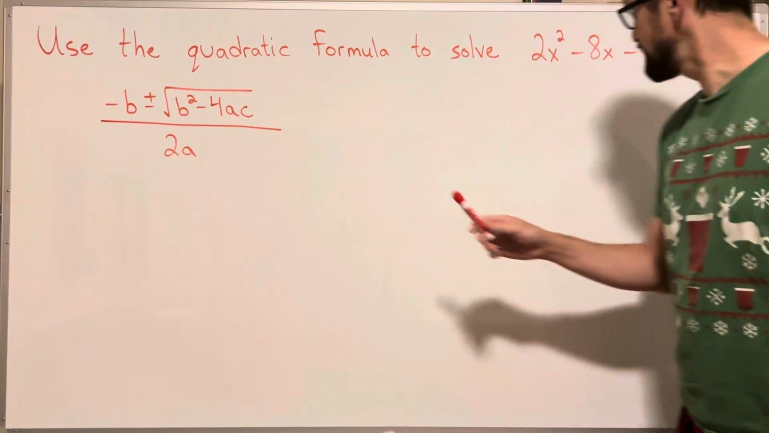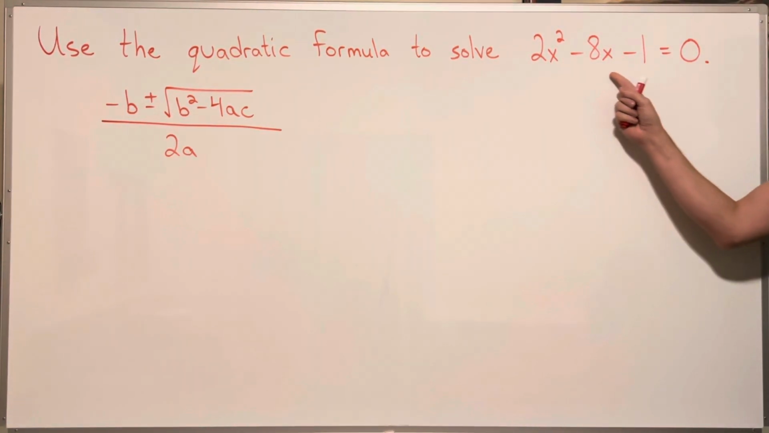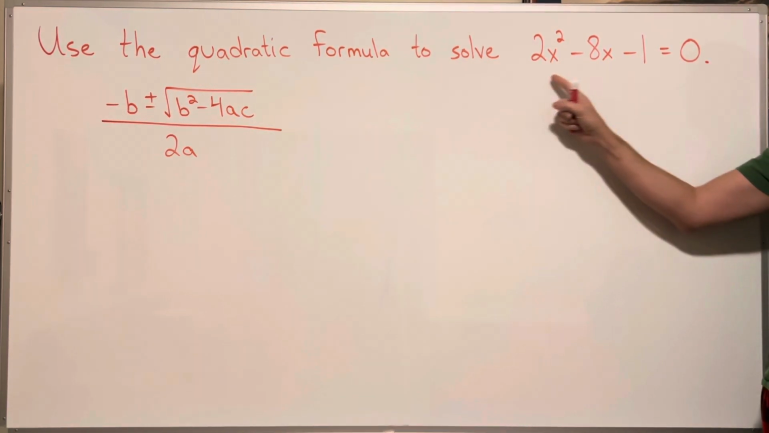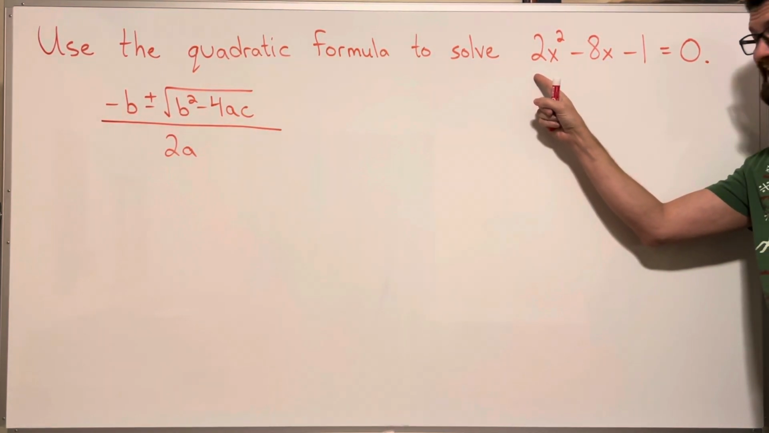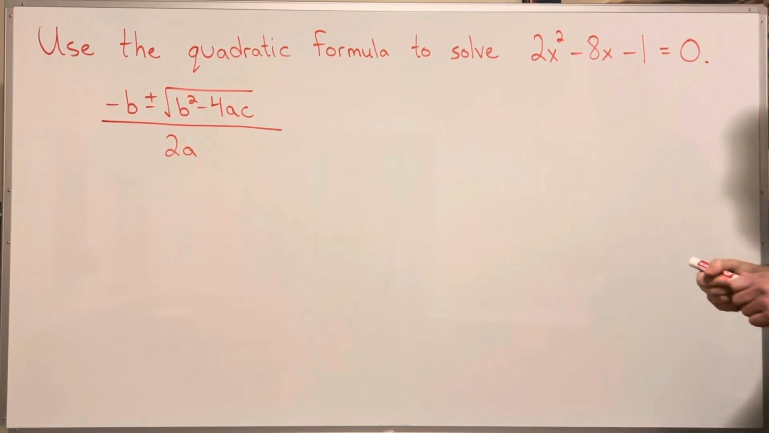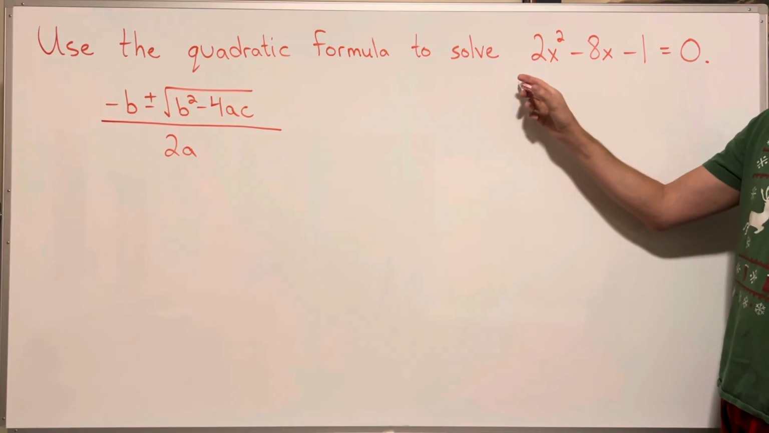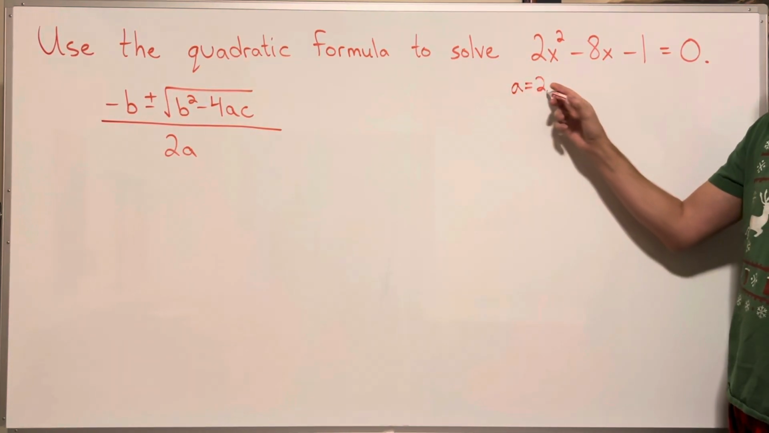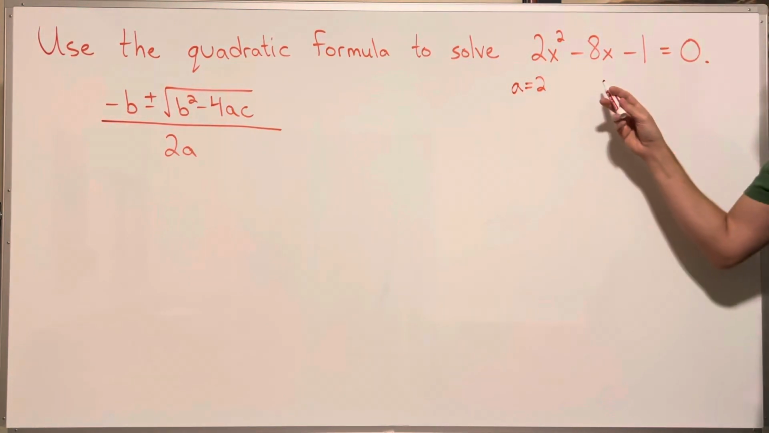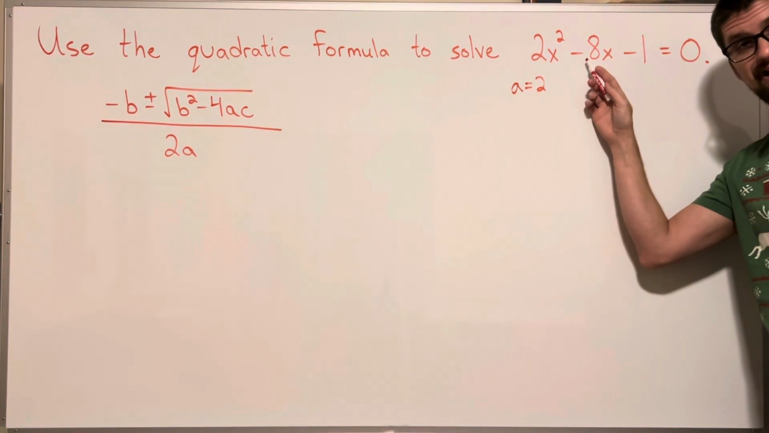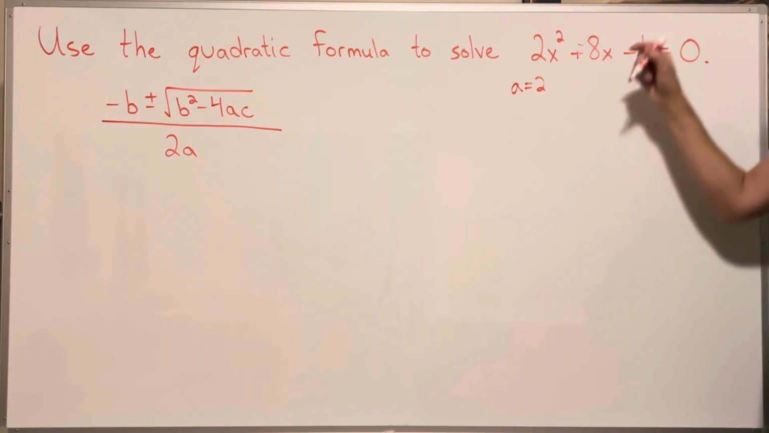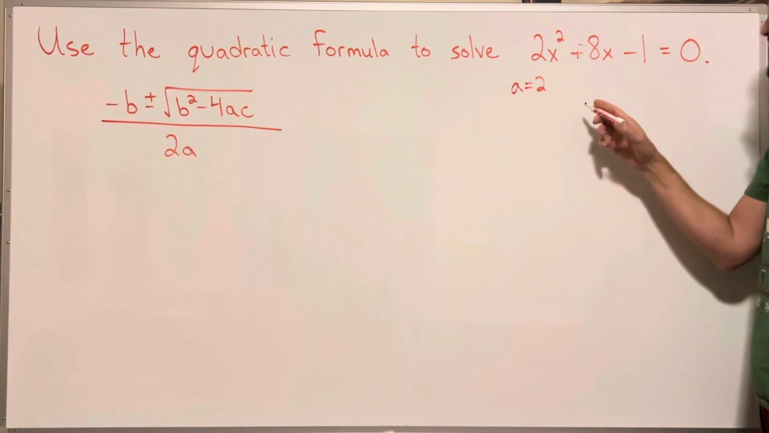All right, what you need to do first is make sure the equation is solved for 0, and then identify the a, b, and c, the coefficients. So here you can see that the a is the coefficient on the x squared term. It's 2. The b, now if there's a minus sign, you can think of that as a plus a negative. So the b is negative 8.